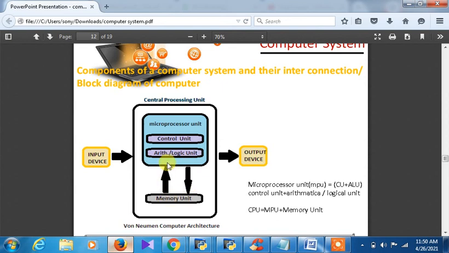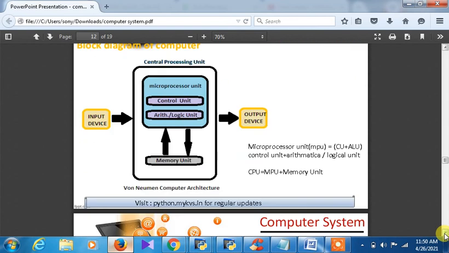Then the memory unit sends it back over there for processing. After processing, the data will go out through the output device. That can be a printer, a monitor, or some other mode. This is what is suggested as John von Neumann's computer architecture, which we are following at present. So this is all about the computer system.